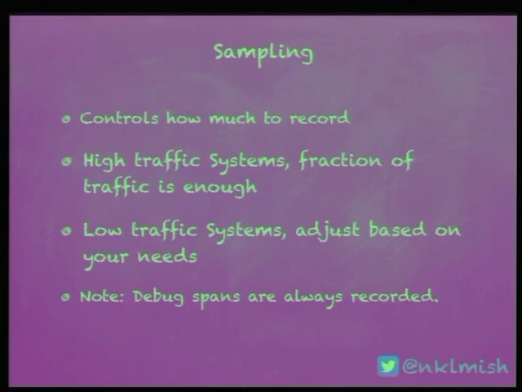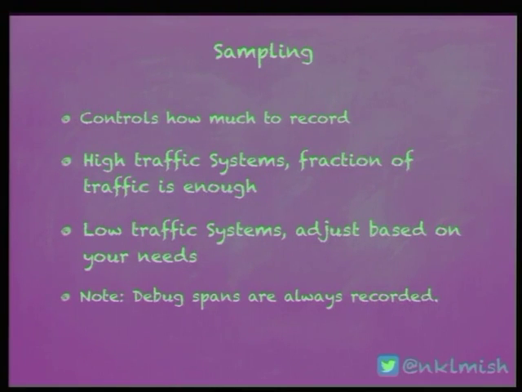Sampling is how we can control how much data we want to record. If you have really high traffic, then a small fraction of these spans is enough to give you an idea of what is going wrong in your system. Why? Because if something is going wrong and you have high traffic, it doesn't really make sense to record all those spans, because the problem is going to repeat itself. That's why a small sampling rate can help us.